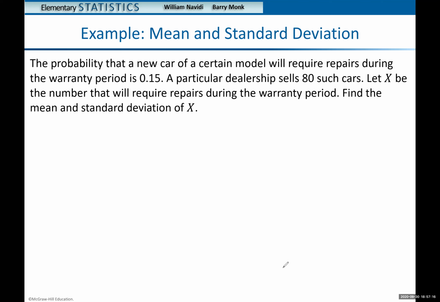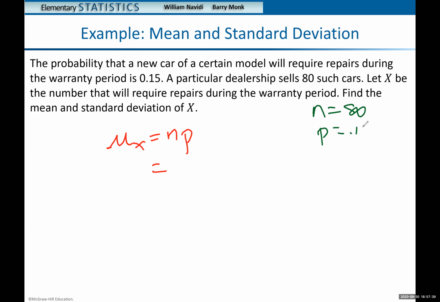So mean is, we know, n times p. First, what is n and what is p here? N is 85. And the probability is 0.15. Yes, these two. So all you have to do is multiply those two and you will get the answer. What is the answer?